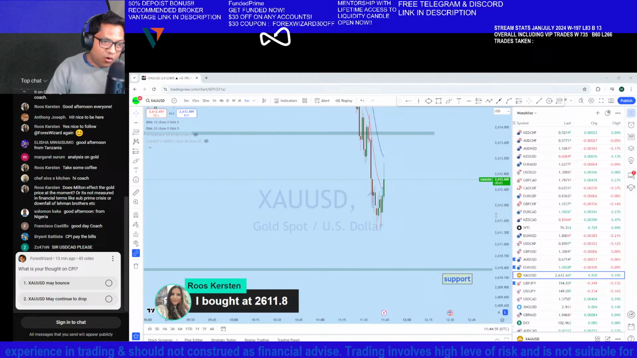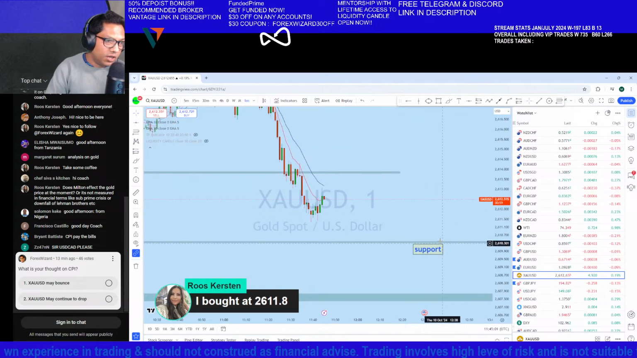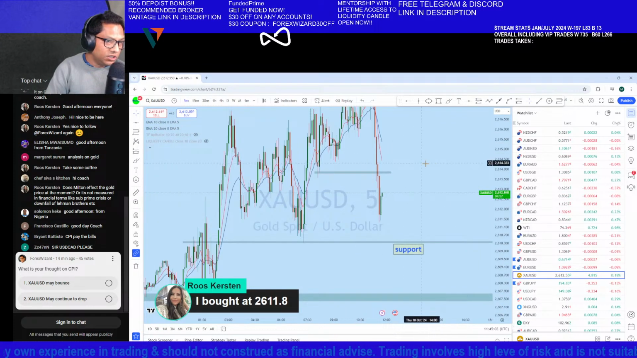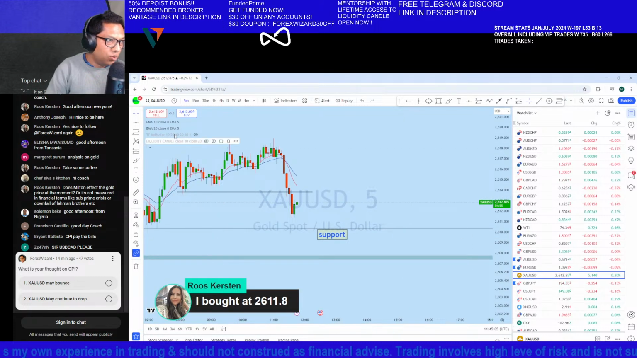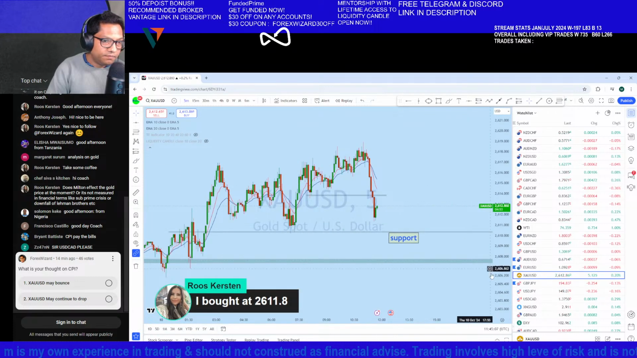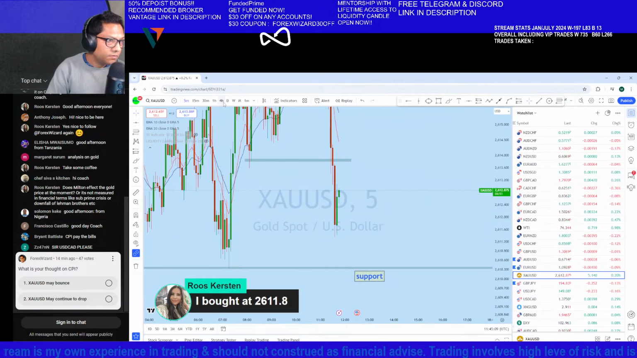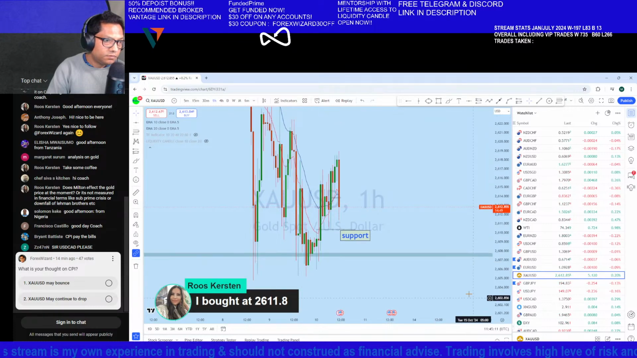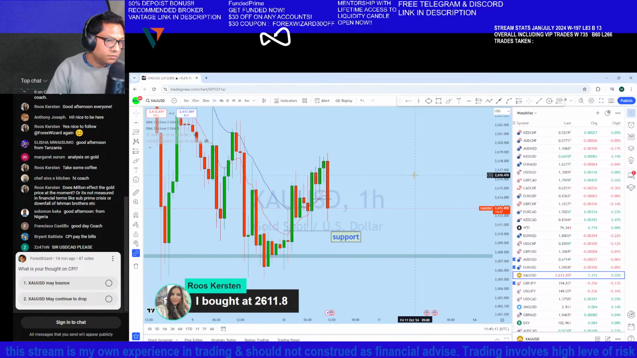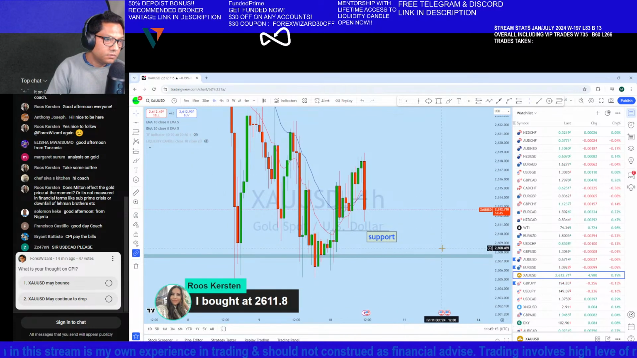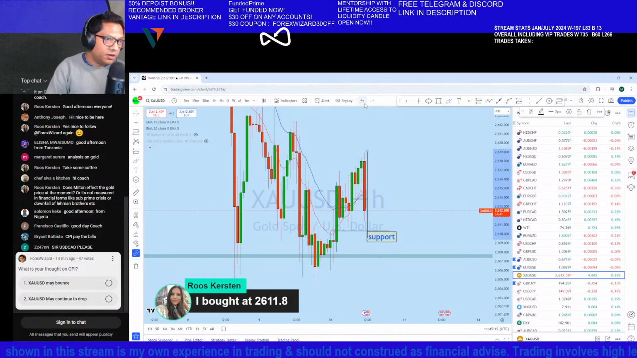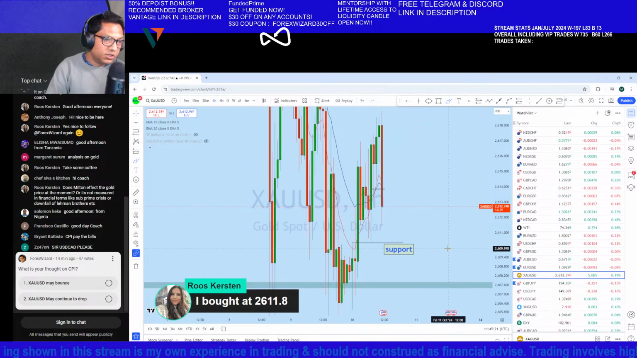And we're waiting for a better entry opportunity on XAU USD to see where the market might be heading. So this is a complete break on the 1 hour to the support level.